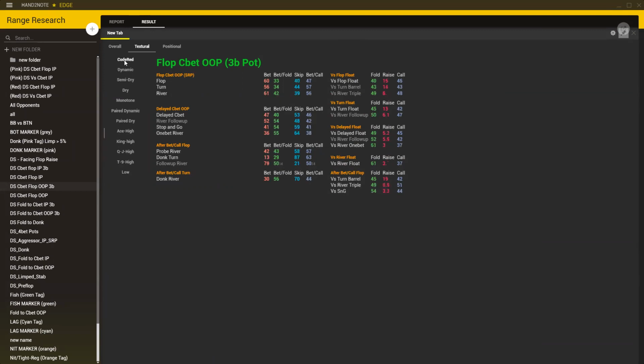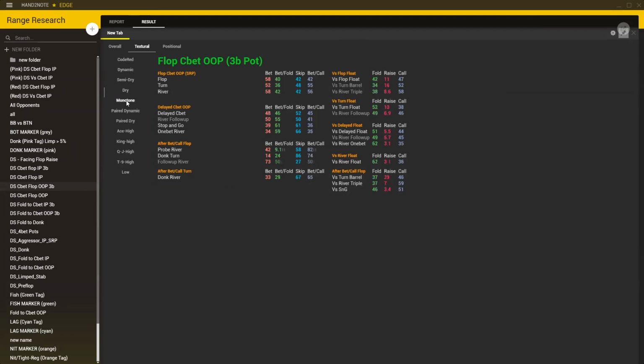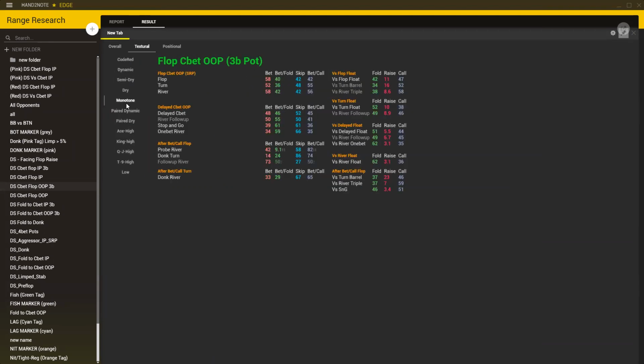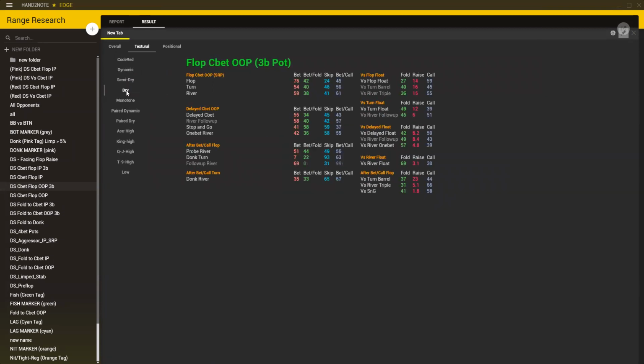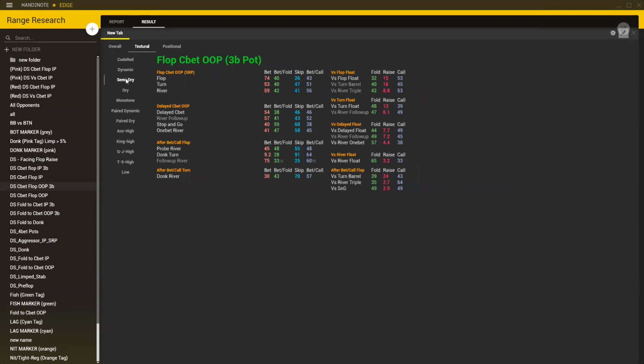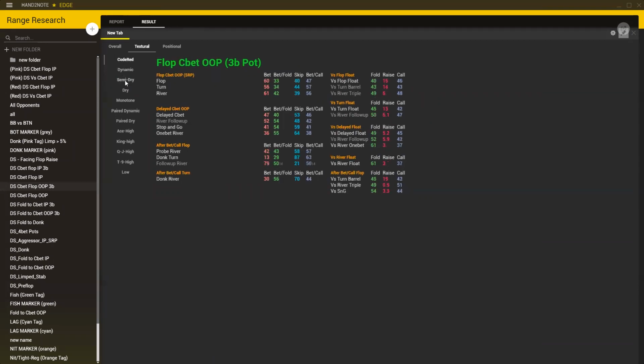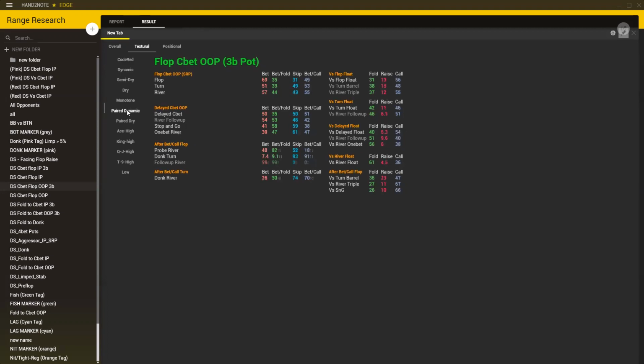Okay, so let's just have a quick look at these other textures. So let's start with monotone again. And again, keep in mind, average fold to turn float bet, 3-bet pots, 48%. So monotone, fold 52% to turn float bet. Dry, 49%. Semi-dry, 48%. Dynamic, 44%. And code red, 45%. So very similar pattern. Paired dynamic, 42%. And paired dry, 46%.